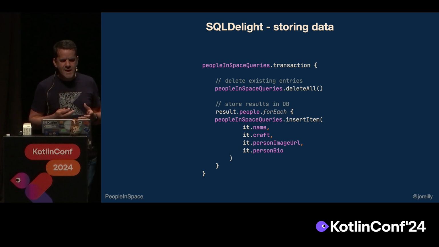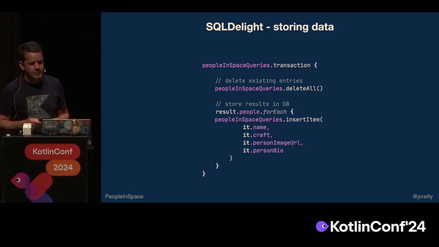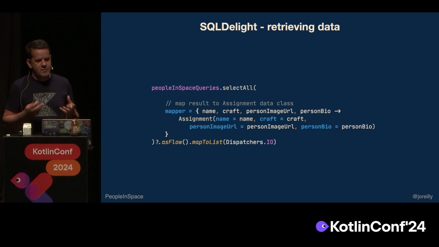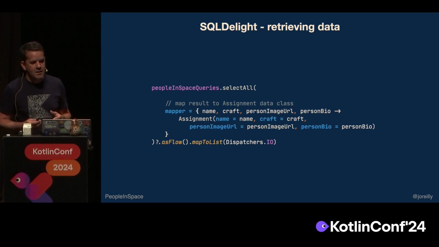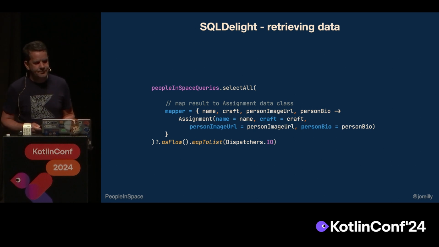We can now use that generated code to store the data we got back from the backend into a local database. We create a transaction here, and within that, in this example, we delete existing entries and store the new ones. Again, note that deleteAll and insertItem were generated based on what we defined in our SQL file. And here we use the generated code to retrieve data from the database and expose it as a Kotlin flow, which we will use to drive our UI. And we also use this mapper here to convert the result of the query into a Kotlin data class.